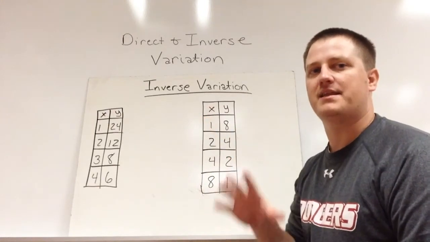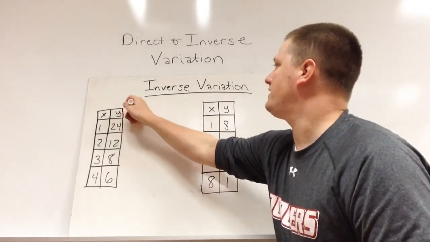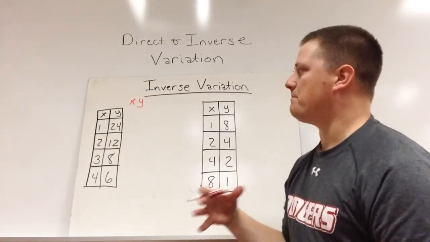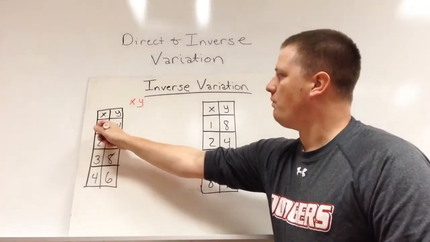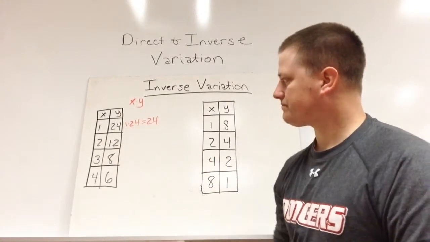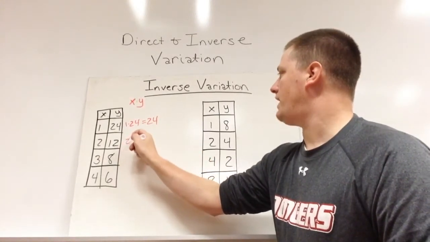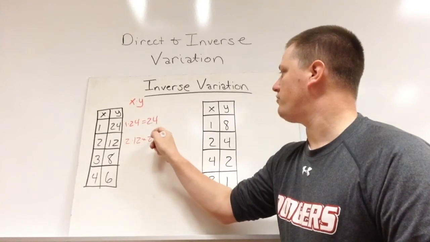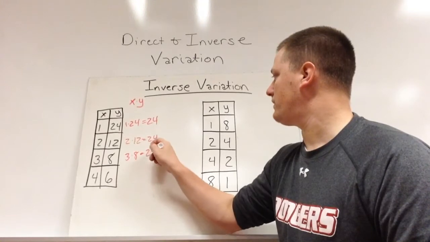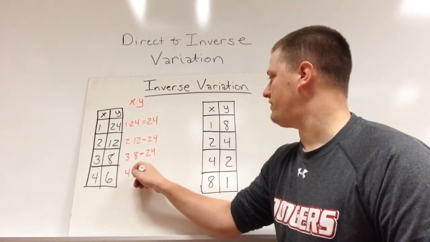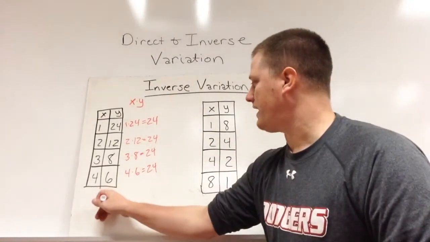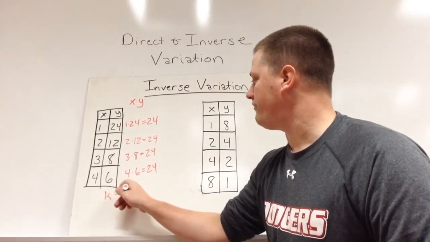Since they're going in opposite directions, we're going to use the inverse knowledge. In inverse, it said the product of x and y. So we're going to take x times y, and we should see the same number each time. Here we go: 1 times 24 is 24. 2 times 12 is 24. 3 times 8 is 24. And 4 times 6 is 24. Notice, we constantly get the same thing. So our constant here is 24.